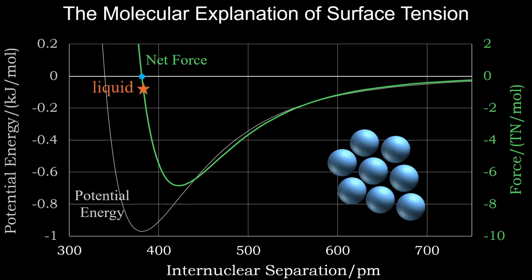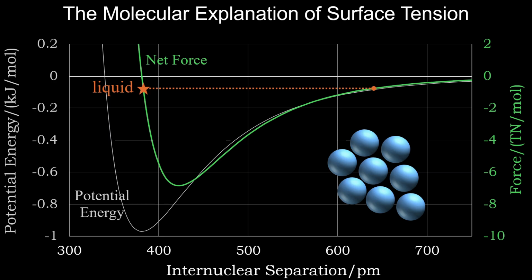So the range of separations where the attractions are greater than in the liquid is between that red star, where the attraction is increasing with increasing separation, and the red dot, where the attraction is decreasing with separation. Between those 2 points, the attraction between molecules will be greater than in the liquid.